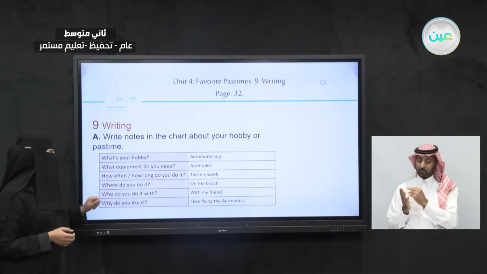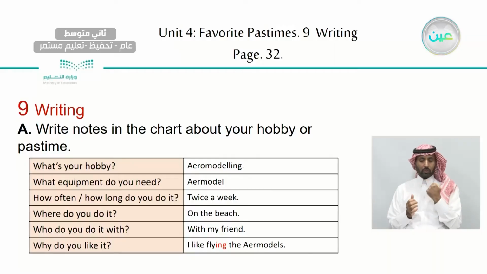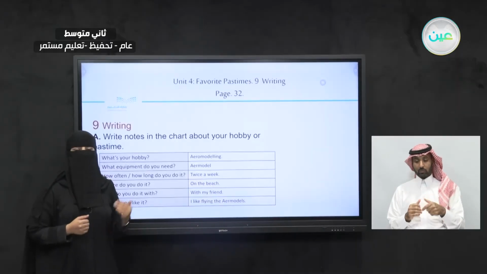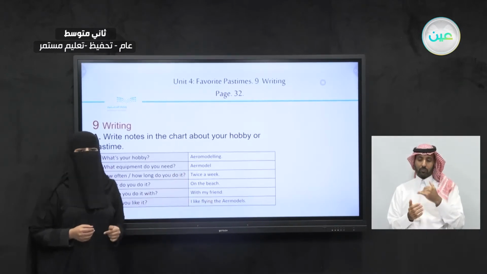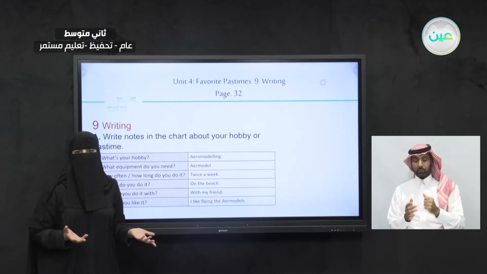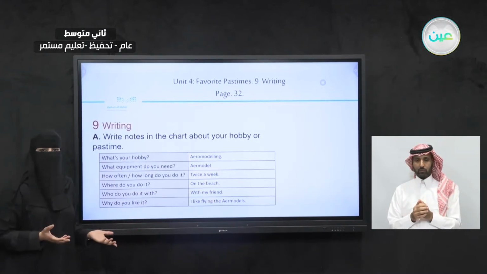Let's answer these questions. So what's your hobby? Air modeling. That's the hobby. What equipment do you need? So what are the tools, the equipment that you need to practice your hobby? Here, air models. That looks like planes. Now, how often or how long do you do it? So Rex said twice a week. Why? Because he must practice his hobby outdoors. So that means he needs to practice it on the weekend or sometimes when he doesn't have a lot of homework or a lot of things to do in the house.